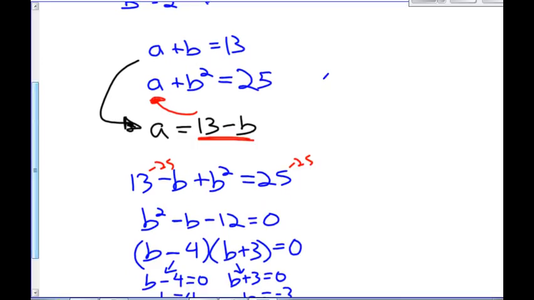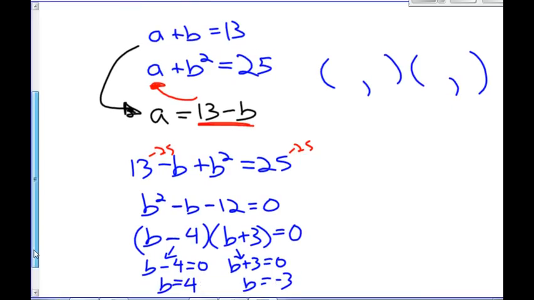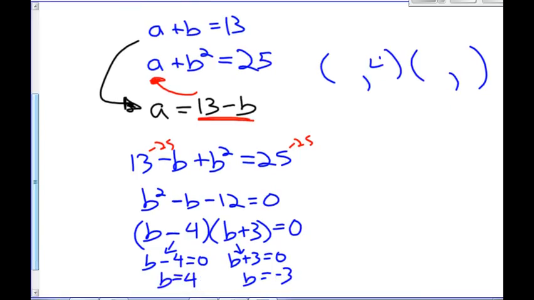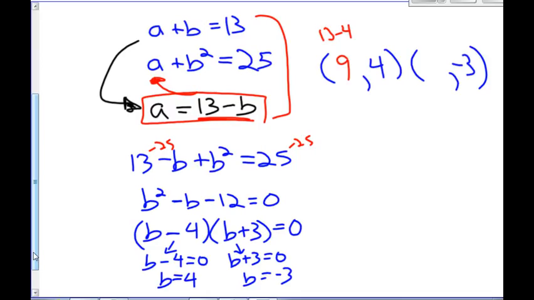So the points are, if we think of them as points, the second number is either positive 4 or negative 3. If the second number is 4, we could use any one of these three equations to check it and find the first. But I think this is the easiest one. a equals 13 minus b. So 13 minus 4, the first number would be 9. If the second number is negative 3, well, a is 13 minus b, so 13 minus negative 3. The first number must be 16.